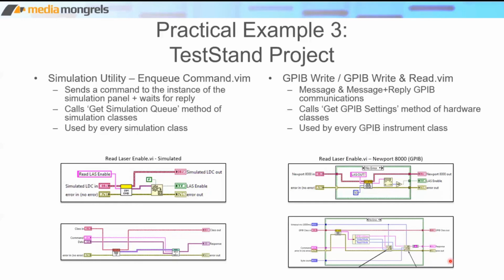And again, to show that a little bit more, for my simulation panels, I had a sort of message queue. My API would send a message to my simulation panel, and then I'd also be able to send a response back. So I created these simulated VIs here. Like my read laser enable, this calls the simulation command malleable VI, which sends it a message and then sends a reply, which is the Boolean as to whether or not the simulation panel says that the laser is enabled or not.